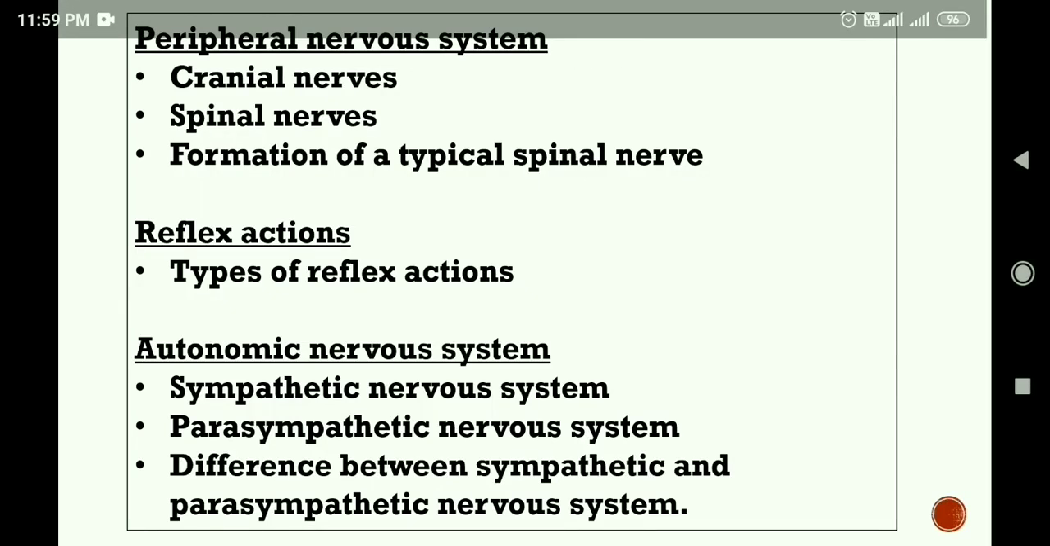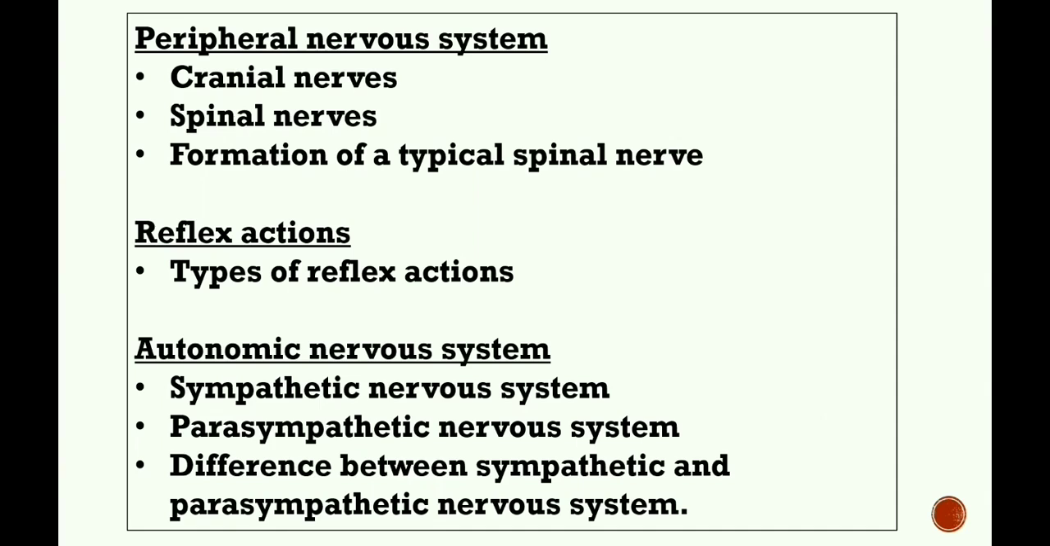Last time we studied about peripheral nervous system. In that we studied about cranial nerves, spinal nerves and formation of a typical spinal nerve. Then we studied about reflex action. In that, we studied about types of reflex actions. Then we studied about autonomic nervous system. In that, we studied about sympathetic nervous system and parasympathetic nervous system. And then we studied about the difference between sympathetic and parasympathetic nervous system.